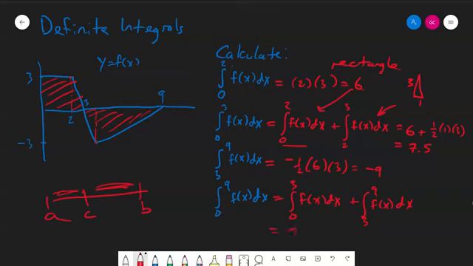So from 0 to 3, we had 7.5. And from 3 to 9, we had -9. And so altogether, that ends up being just -1.5. So okay, as long as you have a graph that you can split up into squares and triangles and maybe even parts of circles, well then you can compute these definite integrals exactly without any approximation.